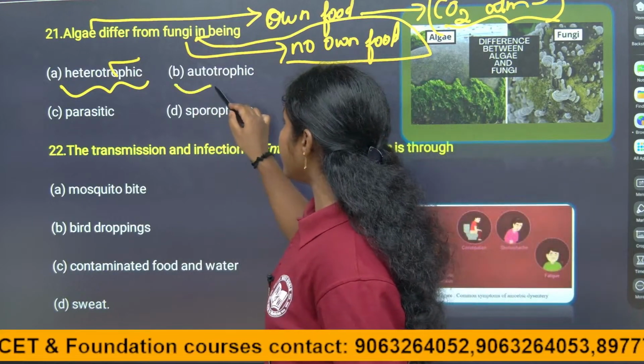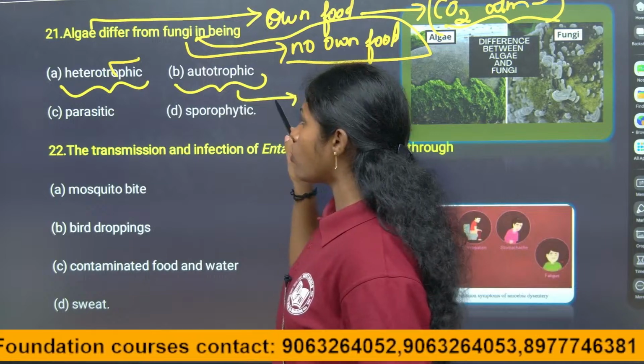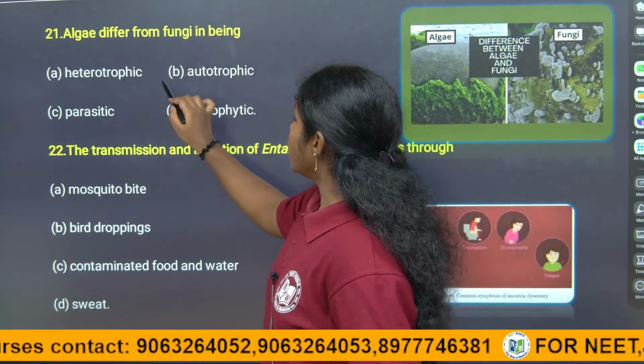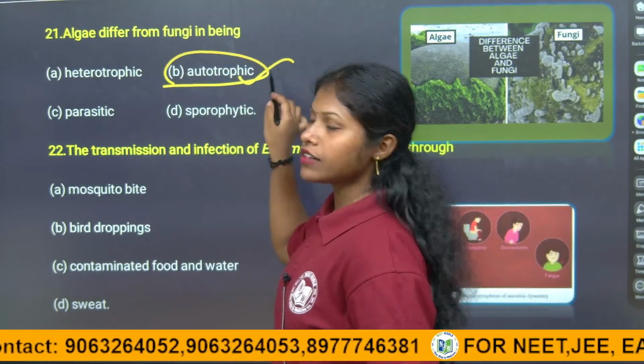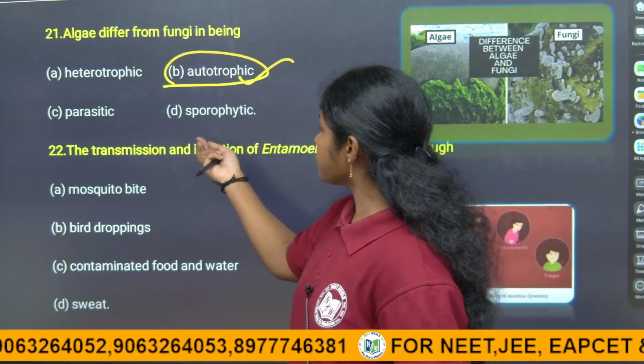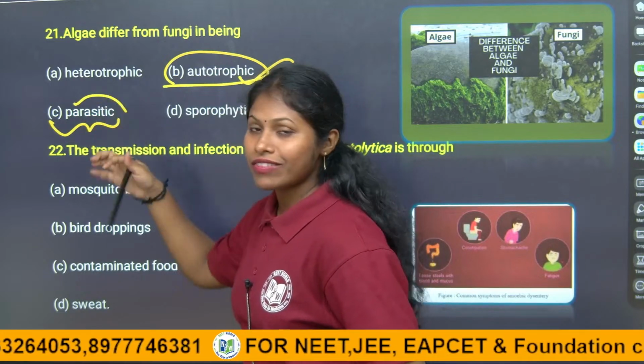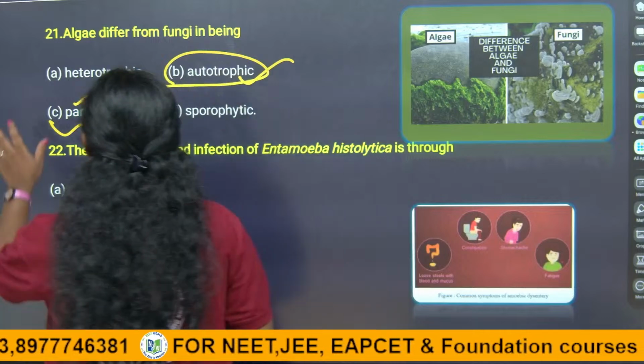So what is autotrophic, children? They can prepare their own food. Is it the correct description for the algae? So B is the correct answer. Let's see the two more options also. What is parasitic? Parasitic means they will affect the host.